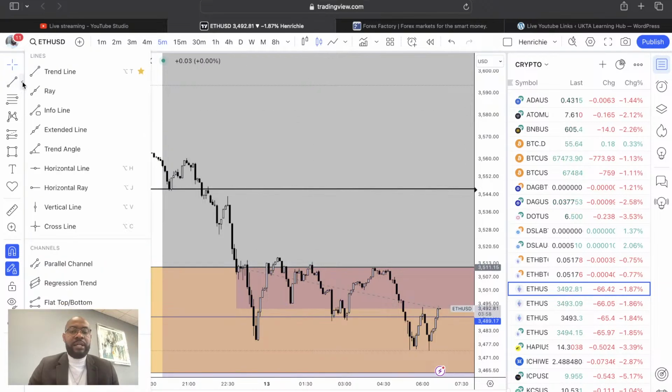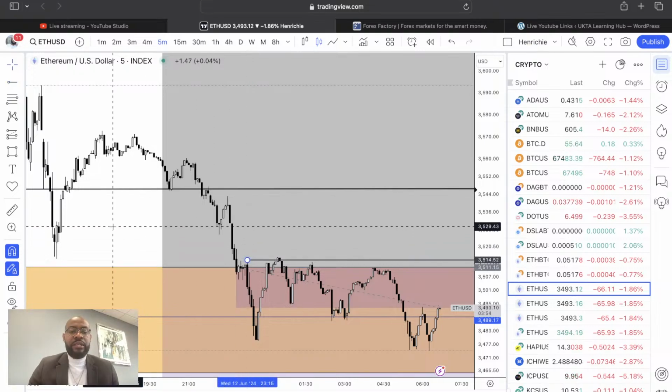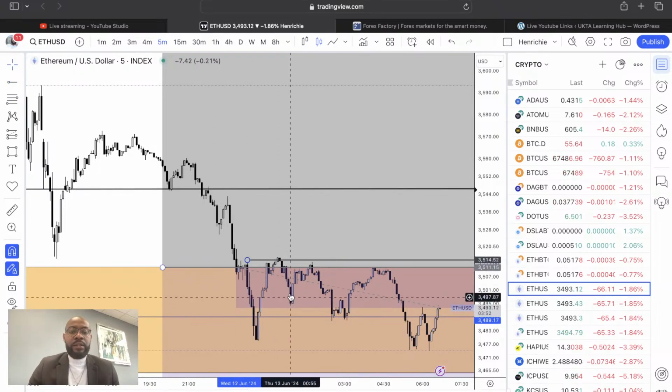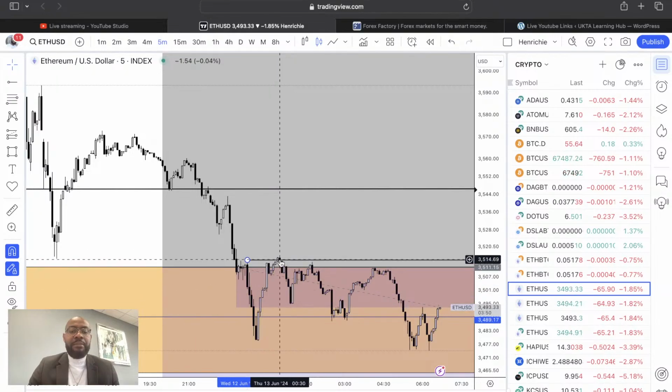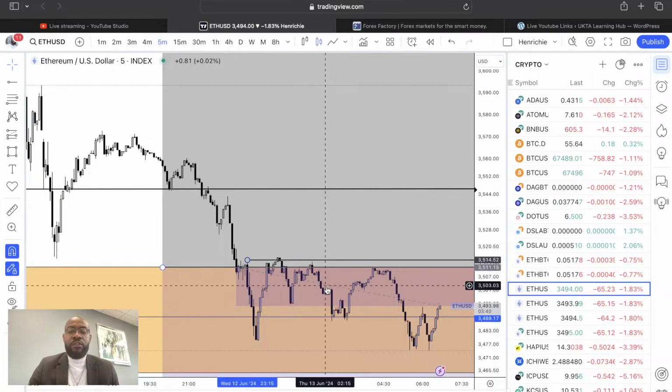So let me put something right there so you can see. Right there, this was the entry, this was the break of structure, but I couldn't really get the buy limit order because by the time I could have placed the buy limit order, it was already dunked in. So I just placed a buy stop here, but price didn't eventually come there. So that's why I said it's void.